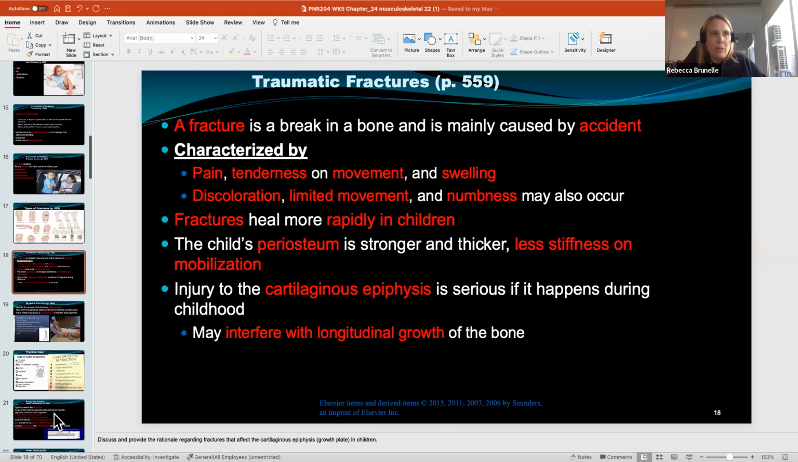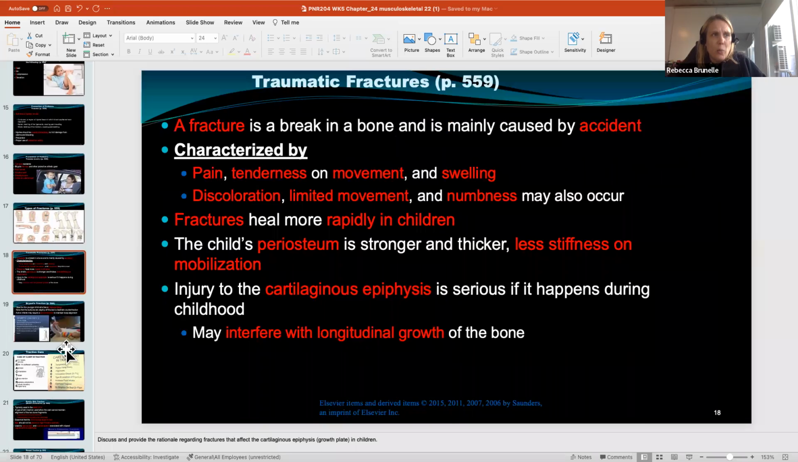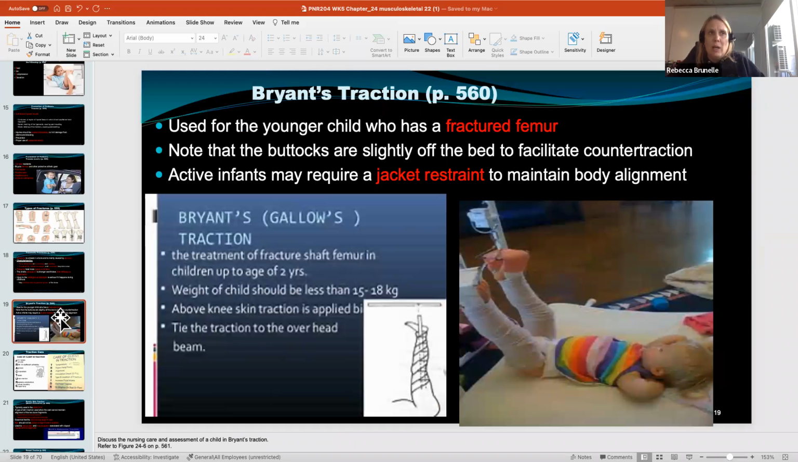So when we talk about fractures in kids, one of the things that you're going to see in the hospital is traction. And I know that there are several questions on your test on traction. So there are 3 different types of traction, but there are 2 main ones that we talk about: Bryant's traction and then Russell's traction. So Bryant's traction is the one that's for younger kids, so kids up to 30 pounds.